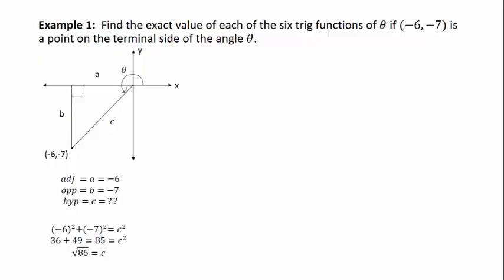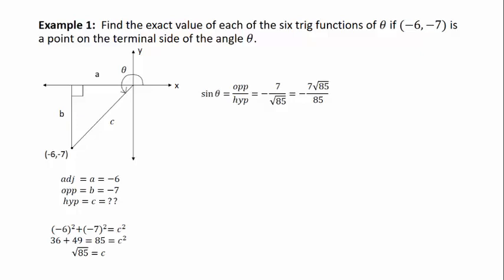So using the Pythagorean theorem, we have the 2 lengths of the legs of the triangle, A and B. Square them. That's going to be my hypotenuse squared. So 36 and 49 add up to 85. Take the square root of both sides. We get root 85. So remember, the length of the hypotenuse is always a positive number.